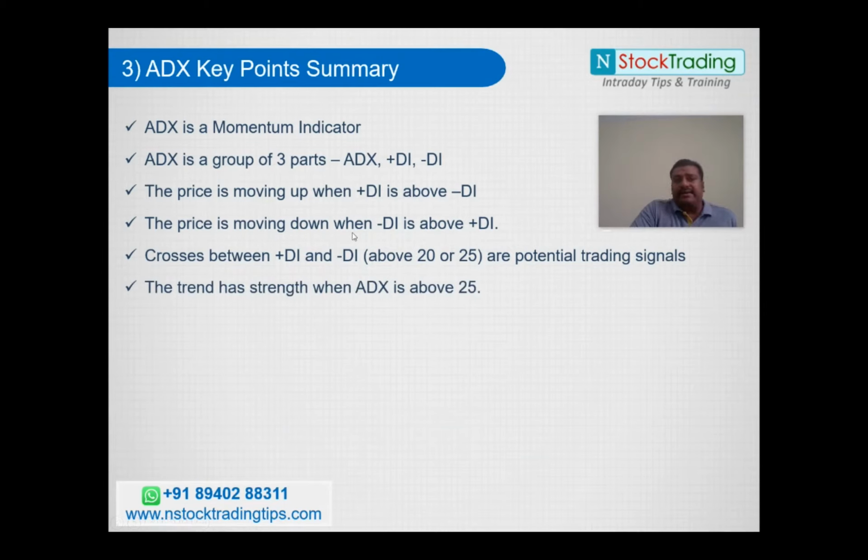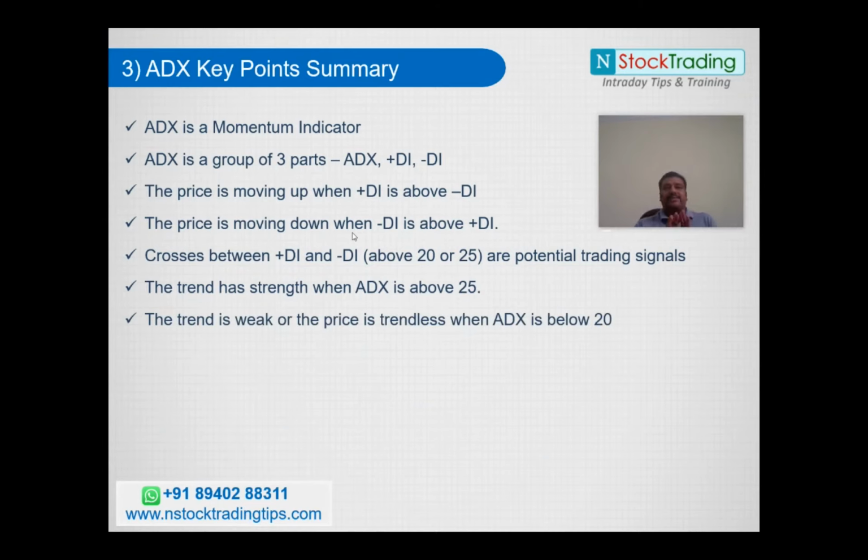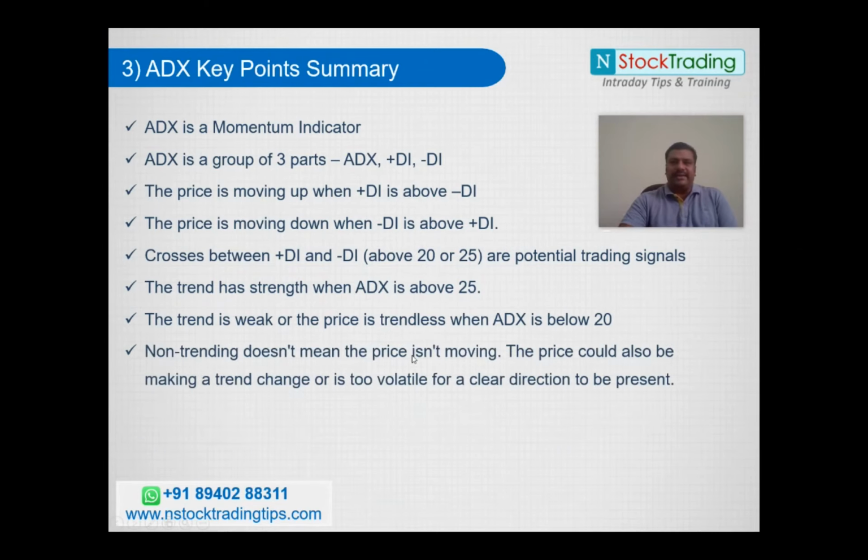The trend has strength when the ADX is above 25, and the trend is weak or the price is trendless when the ADX is below 20. And if there is no trend, it doesn't mean that the price is not moving at all. It means that there is a possible trend change, or it is too volatile to make a clear decision about the direction of movement currently. That's the reason why ADX is below 20.